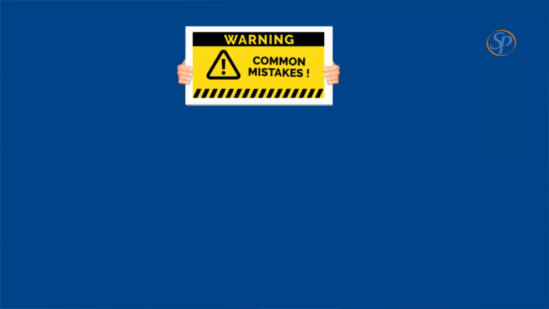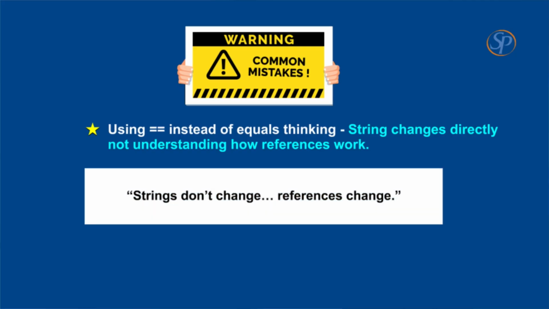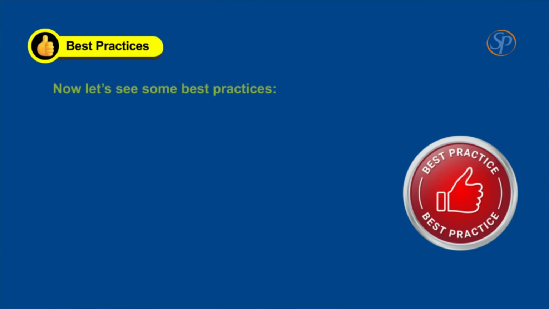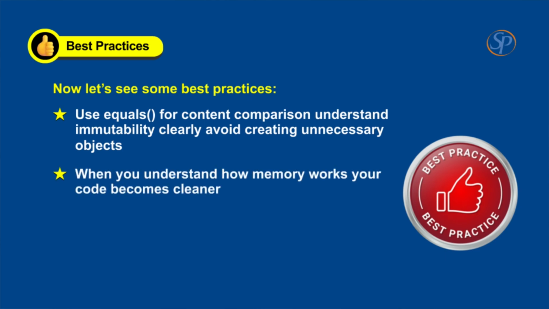Common mistakes. Now let's look at some common mistakes. Using double equals instead of the equals method. Thinking string changes directly, not understanding how references work. Strings don't change, references change. Best practices. Now some best practices are: use the equals method for content comparison, understand immutability clearly, avoid creating unnecessary objects. When you understand how memory works, your code becomes cleaner. Understand behavior, avoid confusion.